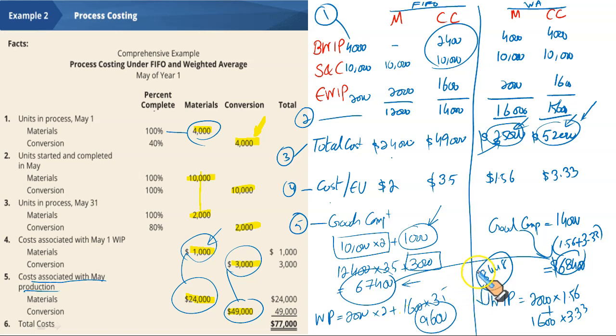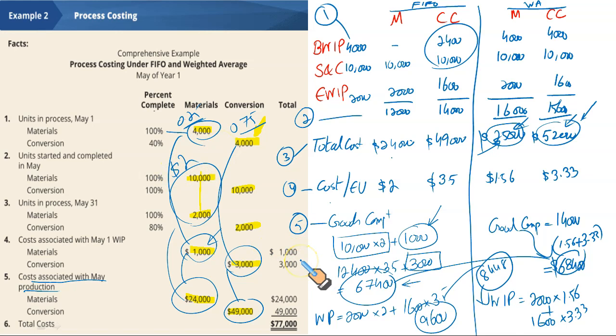Now you might be surprised at why the cost is higher under the FIFO method for the ending work in process. The reason is right here. Your unit cost for material and conversion cost has gone up over the period. So what was your previous unit cost for material? 1,000 by 4,000 was 0.25, and 3,000 by 4,000 was 0.75 for conversion cost and 0.25 for material. What has happened now? $24,000 divided by 12,000, you can well imagine now the cost has gone up. It's $2 for material, and do the same for conversion cost: 49,000 divided by 12,000. It is 4.08 for conversion cost.